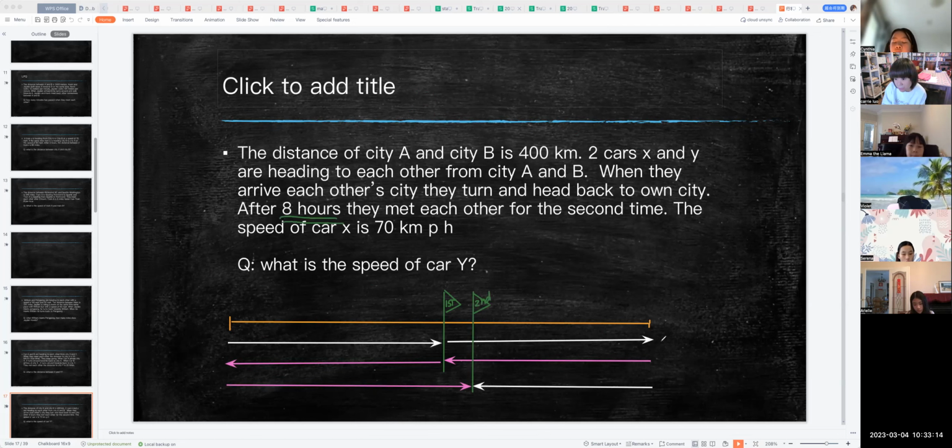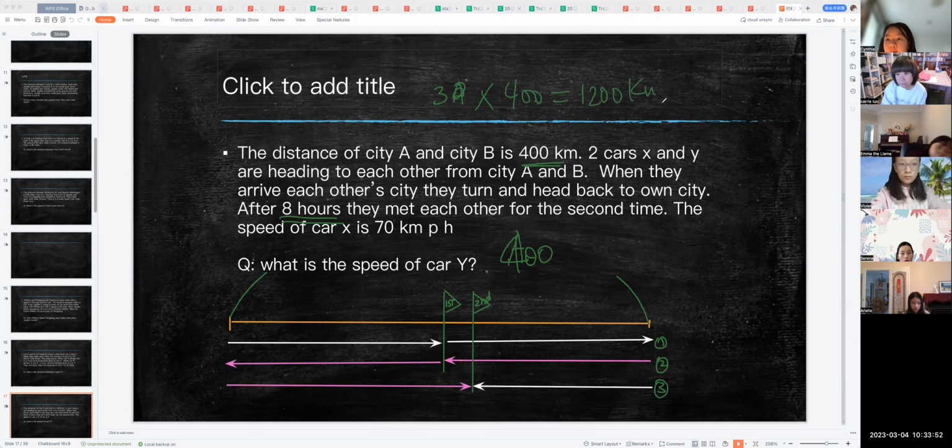So now I want to ask Sarita, because you asked me the question before. When they meet the second time, how much distance have both of them finished? If I name the distance of A to B as big A, how many big A's are there? 3. Very good. 1, 2, and 3. So I can just name this one as 3A, right? Oh, sorry. The distance is 400. They told you already. I don't have to name it A. So it's 3 times 400 equals 1,200. Yeah. Okay. One second.